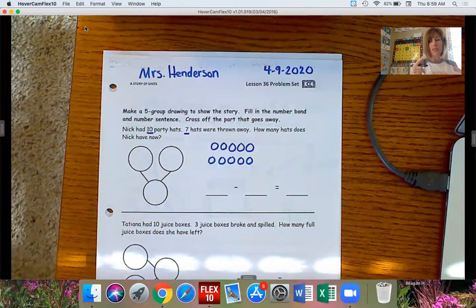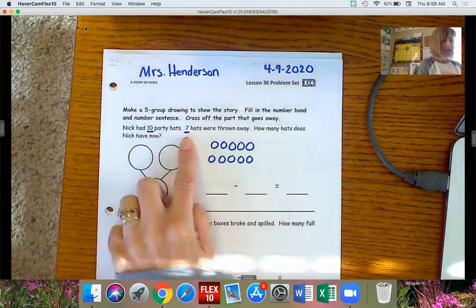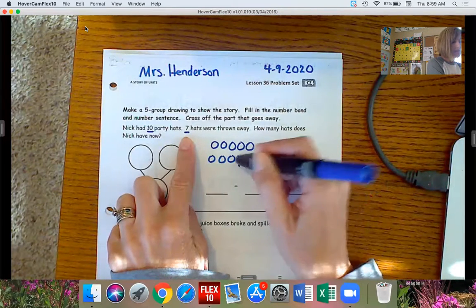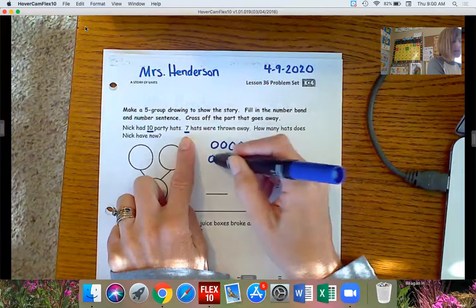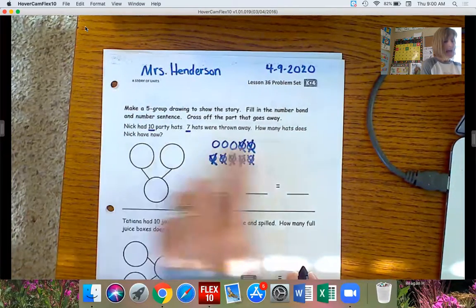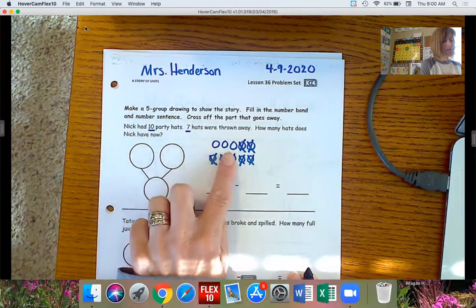Okay, so it's just a way, this is something that will follow them through the years, so it's a good thing to start learning now. So we have our 10 party hats. 7 hats were thrown away. Count with me. 1, 2, 3, 4, 5, 6, 7. How many hats does Nick have now? Let's count them. 1, 2, 3.